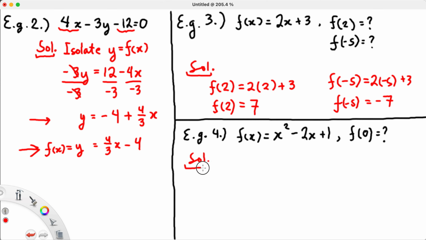Our solution for this is going to be, let all the x's on the right hand side become 0. So we have f of 0 is going to be 0 squared minus 2 times 0 plus 1. By the zero property of multiplication, any number multiplied by zero is going to become zero. This becomes zero, this becomes zero as well. So what we have is one as our final answer.